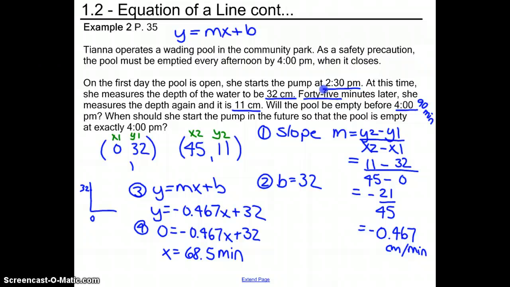So when could she start the pump in the future so that the pool is empty at exactly 4 o'clock? 68 minutes before 4 o'clock, which if we want to round it to a nice number, it would be about an hour and 10 minutes. So she could actually start at about 2:50 in the afternoon, just to ensure that she's got that extra minute and a half to get it done on time.